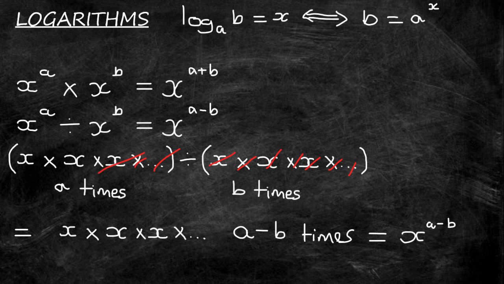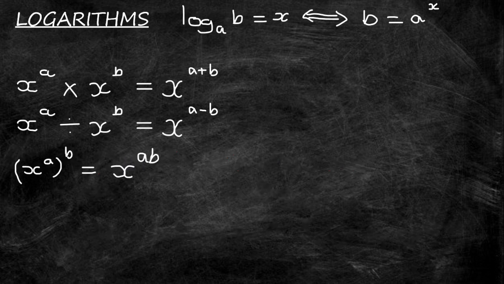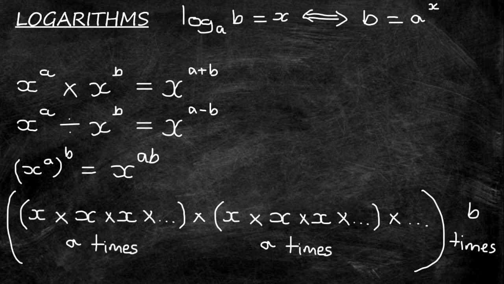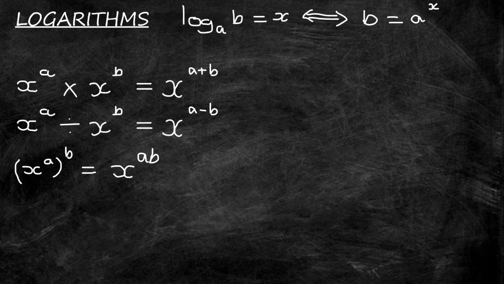And then the final indices rule is x to the power of a in brackets to the power of b is x to the power of a times by b. And this makes sense because if you multiplied x by itself a times and then multiplied that by itself b times, you would have x multiplied by itself a multiplied by b times, which is represented by x to the power of ab. So those are the three rules, and we'll try and derive some logarithm rules using these indices rules now.